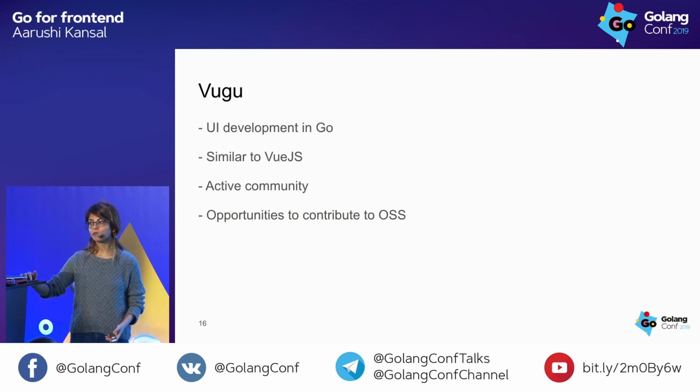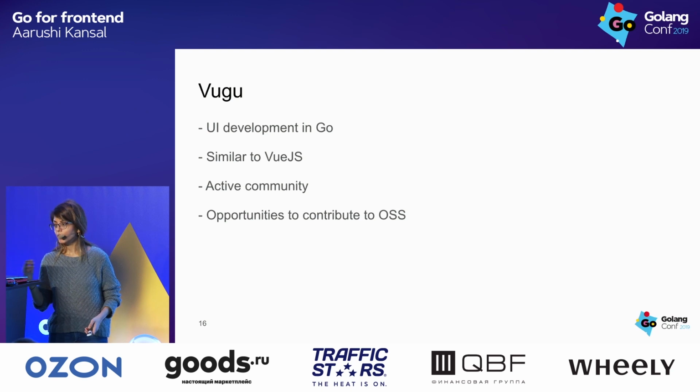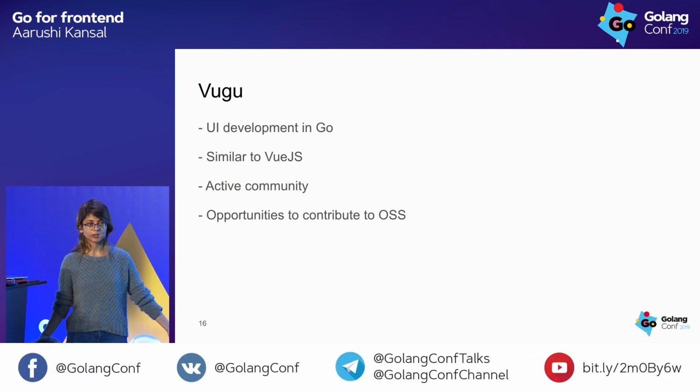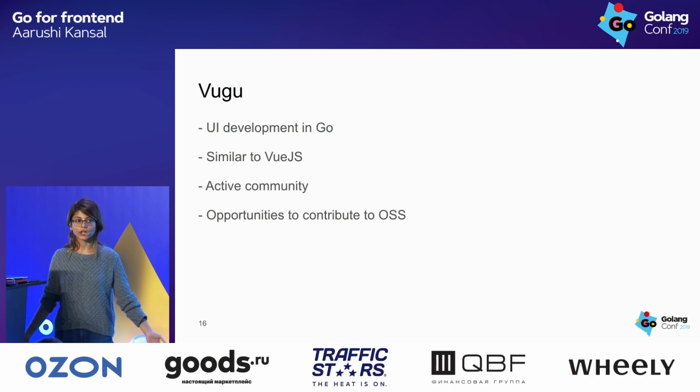So basically, Vugu is UI development in Go. It's very similar to Vue.js in that it lets you do if statements and for loops and that kind of thing. It has a very active community on Slack, so the person that maintains it answers your questions quite a lot, and I think it's an opportunity to contribute to open source as well, because there are features that are still missing and still being worked on.